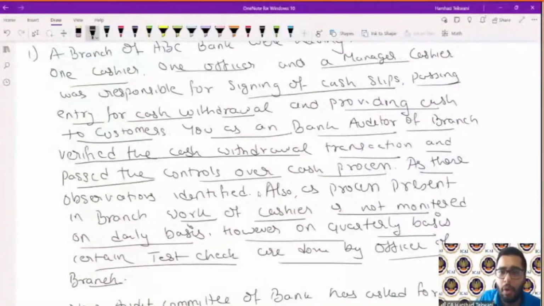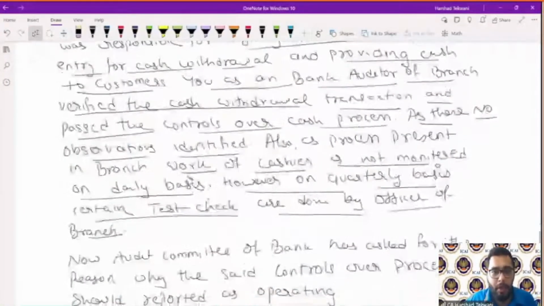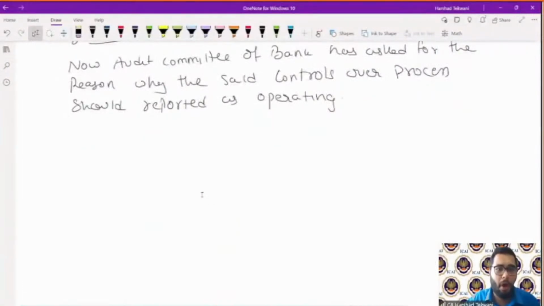As there were no observations identified, now you tell me, the audit committee of the bank has asked you the reason why the controls over the process should be reported as operating. So what are your options?